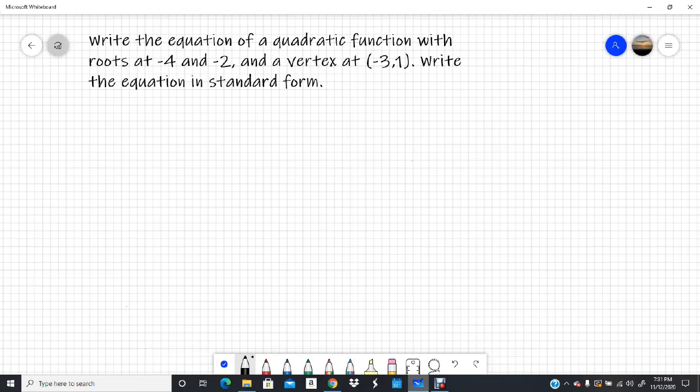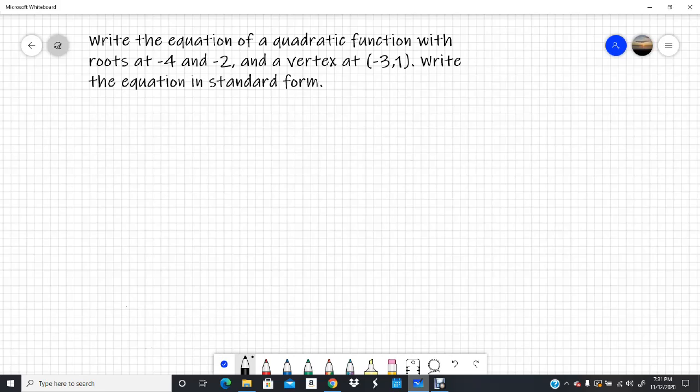In this video we'll be going over quadratic questions where we're going to determine the quadratic from given points. Let's take a look at this example. Write the equation of a quadratic function with roots at -4 and -2 and a vertex at (-3, 1). Write the equation in standard form.